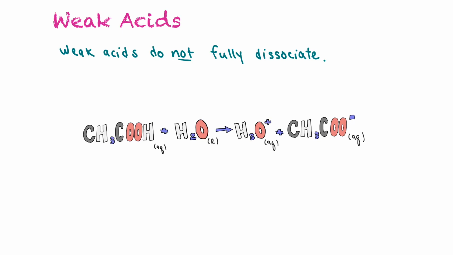Weak acids, on the other hand, do not fully dissociate into ions. So a good example of a weak acid would be acetic acid or ethanoic acid. So not all of it will dissociate into ions. And we'll learn more about what that means and how we will involve that in calculations with acids and bases in our next video.